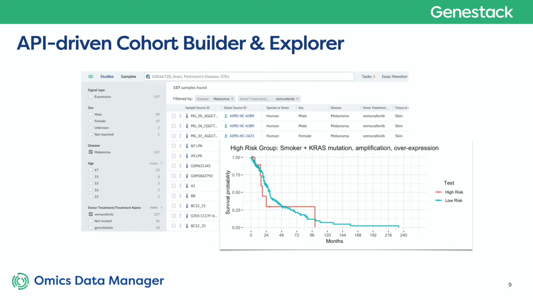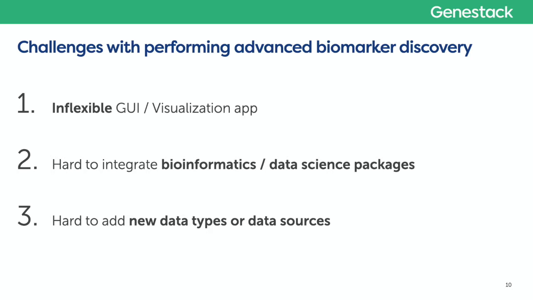Once the cohort is built, you can easily explore it by performing interactive queries on the associated omics data. One important point to note here is that building all this user interface and visualization is actually the easy part. The hard part is actually in organizing the data and building a flexible and scalable set of APIs that drive this visualization. Which brings us to the next challenge about performing advanced biomarker discovery.